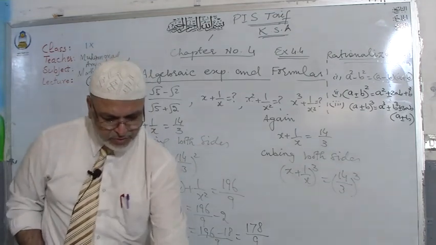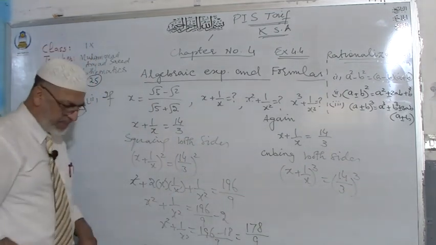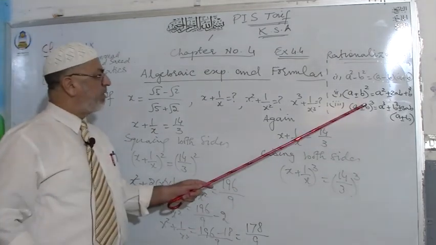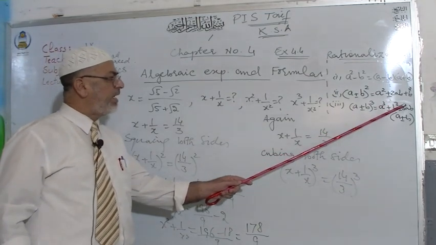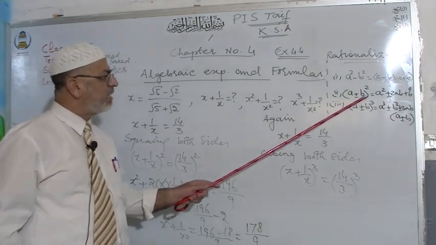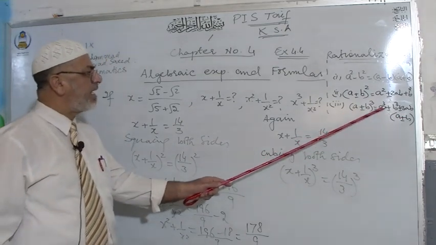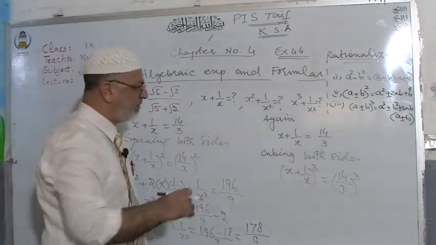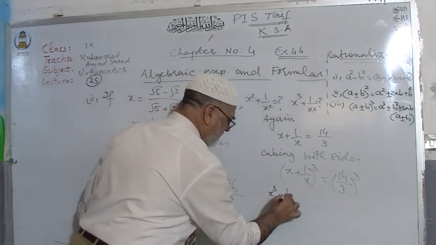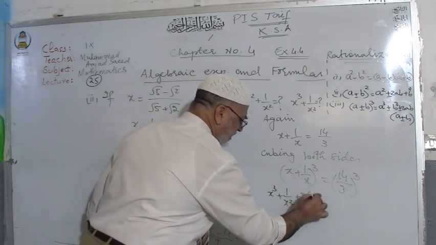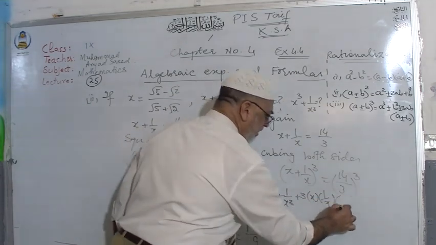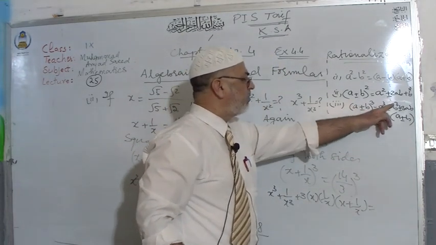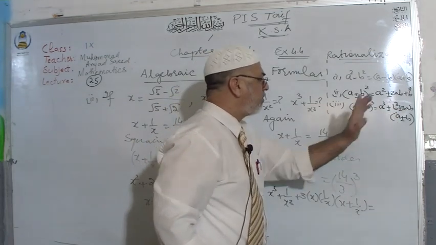Now, dear students, you have the formula of cube. a plus b whole cube, that is the formula. a plus b whole cube is a cube plus b cube plus 3ab into a plus b. With positive sign, you have all positive on the right hand side. Okay? So here we can have first cube plus second cube plus 3 into first into second into first plus second. That is the formula.